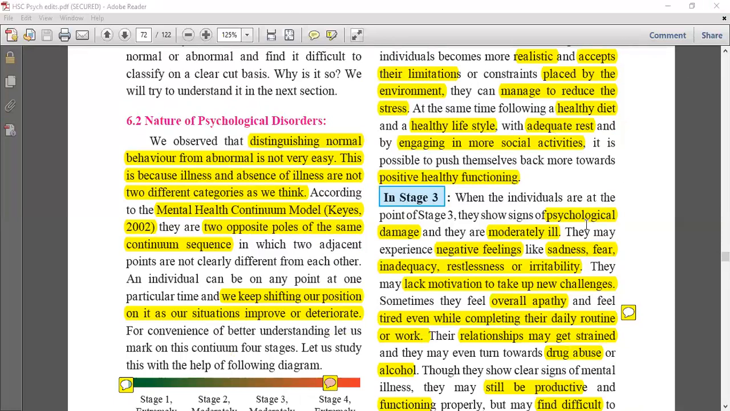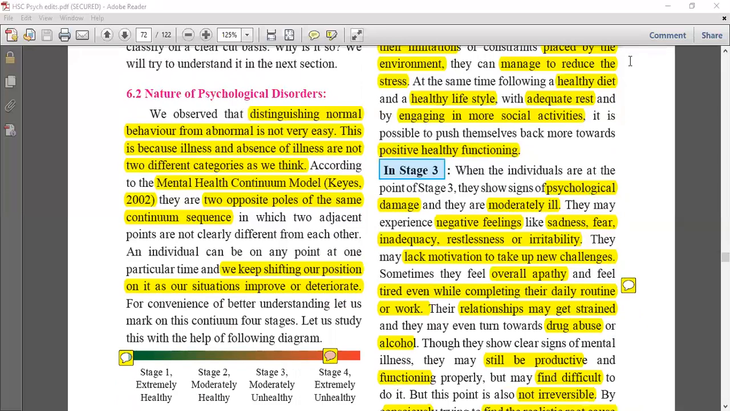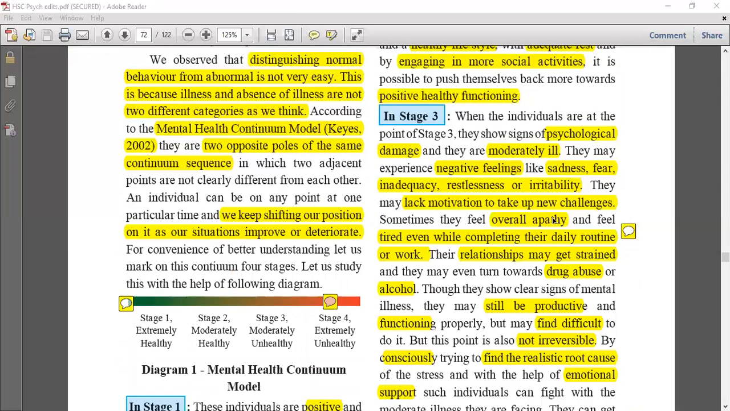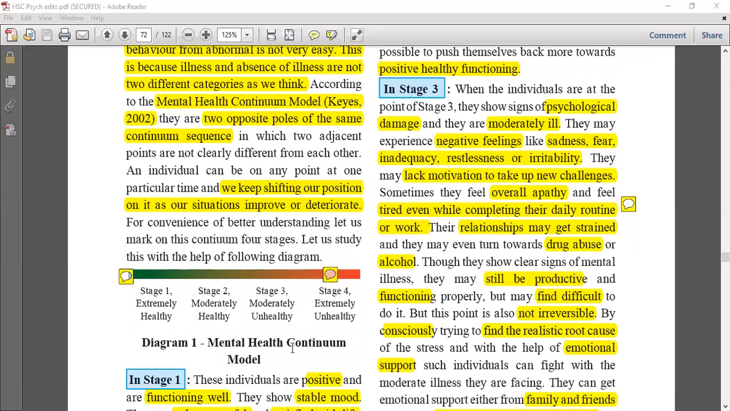Okay, the next stage is when individuals, at this stage, show signs of positive impairment, okay, and damage. Now, psychological damage, and it's kind of moderately ill. Okay, they have negative feelings like sadness, fear, inadequacy, restlessness, irritability. We've given an example here, example Sanju. Okay, and here also we've marked stage 1, great father, great husband, loving and caring. And stage 4, man starts drinking too much after losing a job.